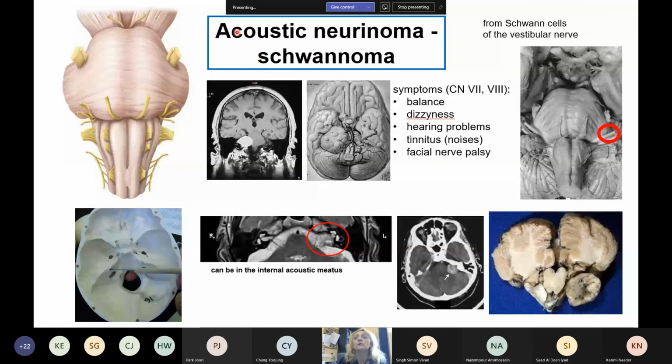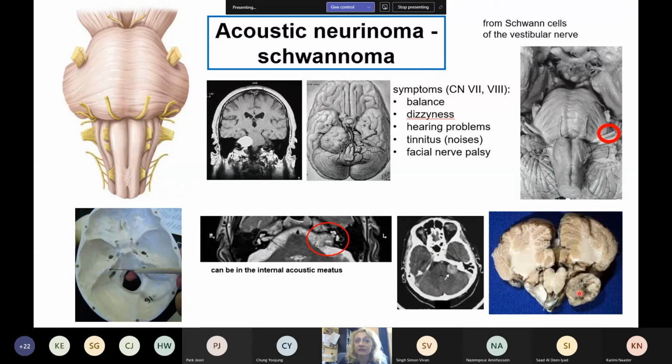Then another tumor that you should know by name is the acoustic neuroma, which is actually not acoustic and not a neuroma most of the time, because it's a schwannoma. It's from the Schwann cells of the vestibular nerve, not the acoustic nerve. Acoustic neuroma, here there are some cases shown. They can be quite big.